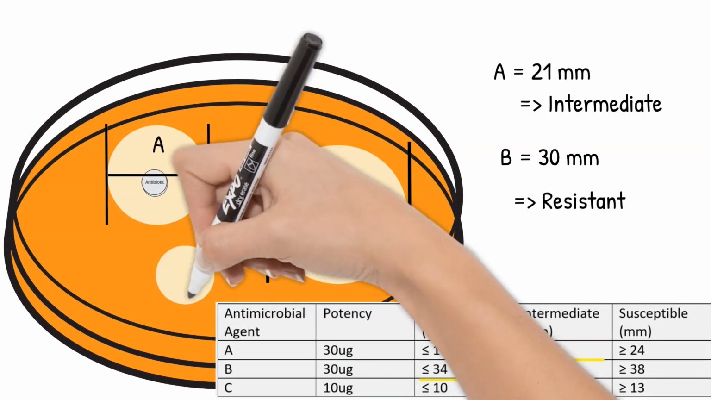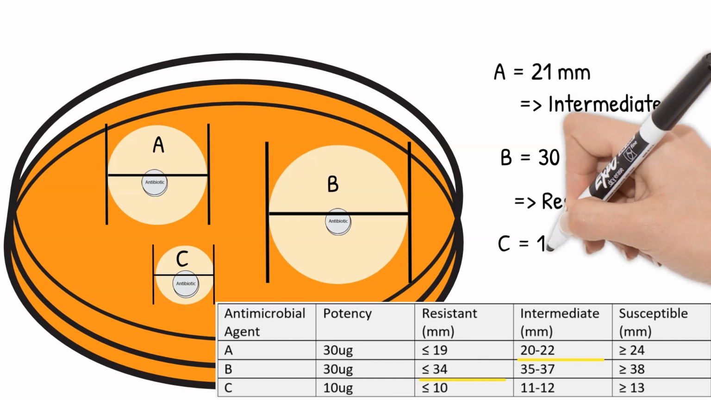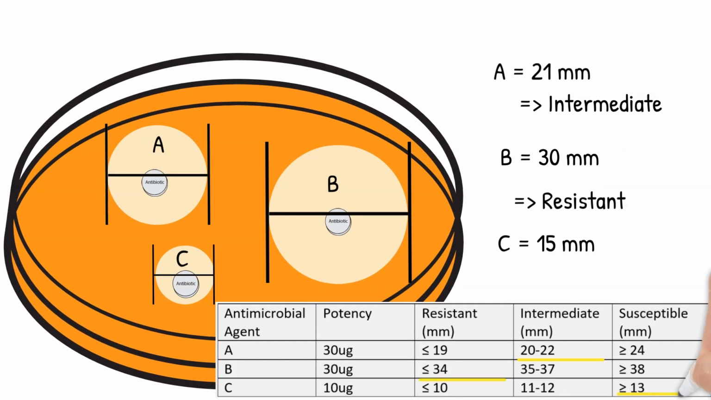Next, this C. It looks like 15 mm. When I compare to the table, it is susceptible.